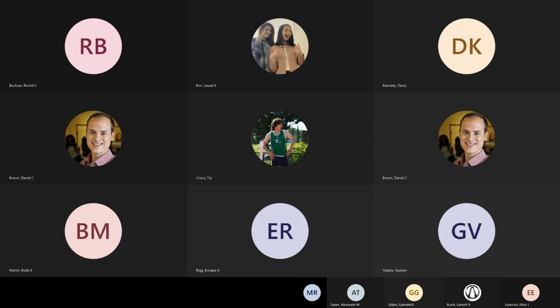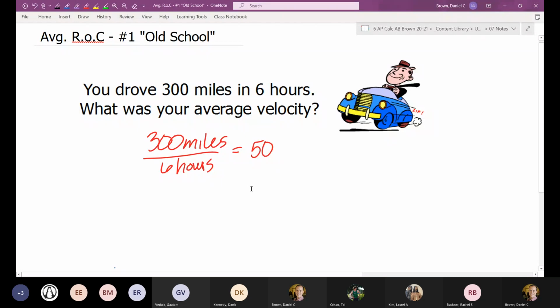Hold on, why is my screen not sharing again? Cool. Hey guys at home, can you see your screen now? I don't know why it unshared.